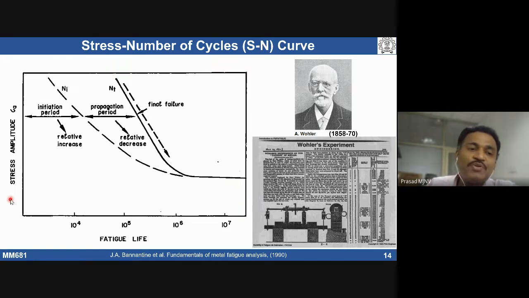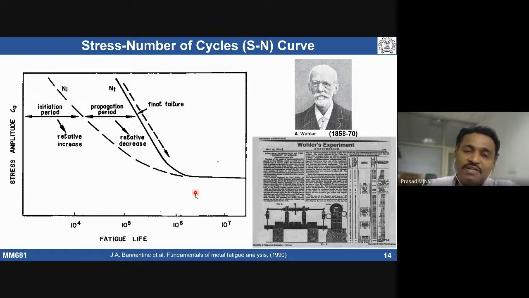What is the stress amplitude? That means if we apply stress below that stress amplitude, the material is not going to fail. In case of steels, it's very well established. You can see very easily. One can establish what is the stress amplitude below which the material is not going to fail even if you go infinite number of cycles.